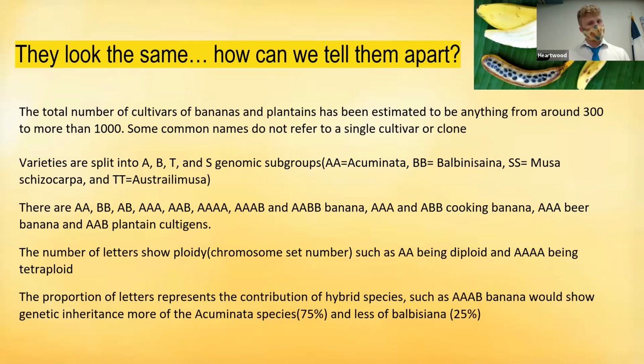So A is for acuminata, B is for balbisiana, T is for Australimusa, and S is for schizocarpa. Those are all types of bananas. The number count of letters indicates ploidy, which is the chromosome set number within the nucleus. For example, AA is a diploid and AAAA is a tetraploid, 2 and 4. The proportion of these letters represents the contribution of the hybrid species. So if you had an AAB, it would be 75% acuminata and 25% balbisiana relatively.